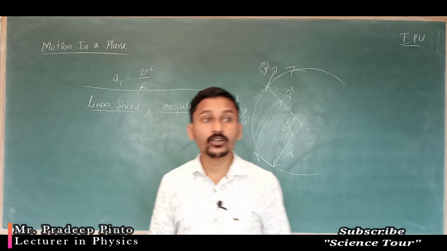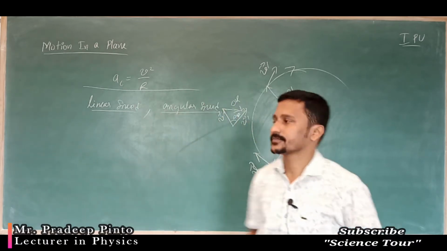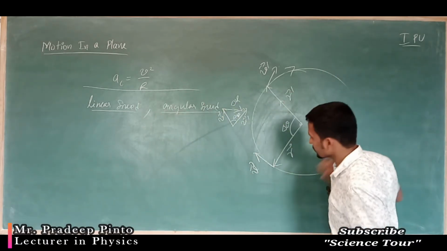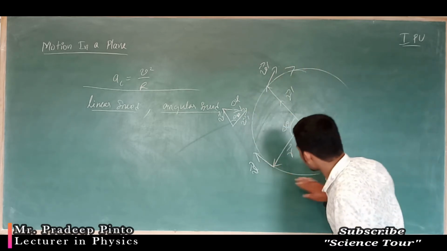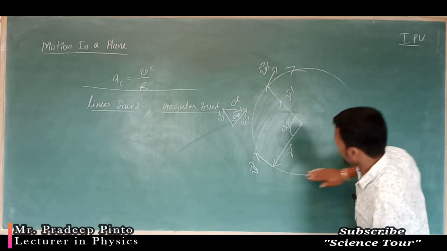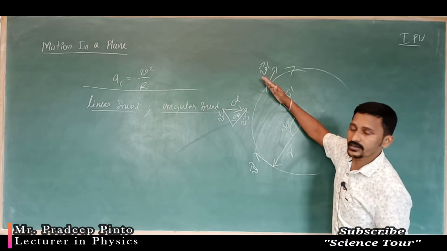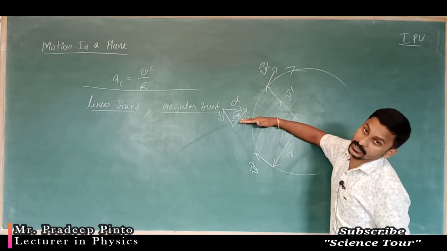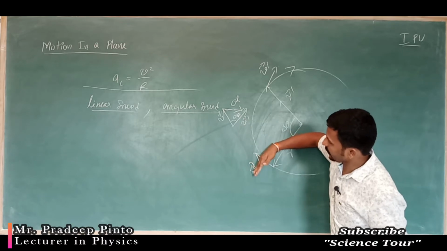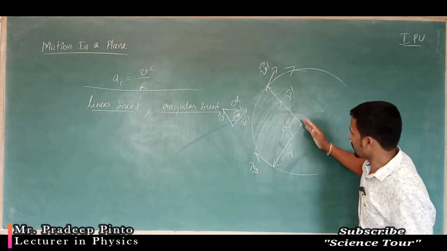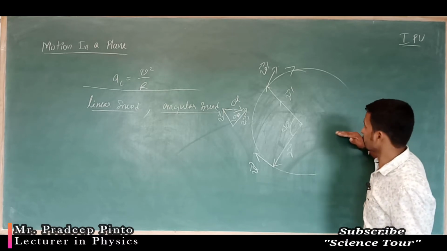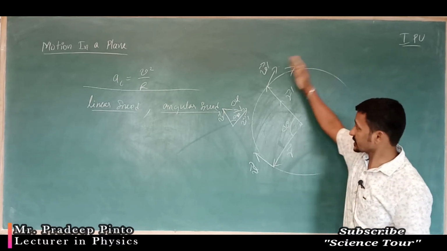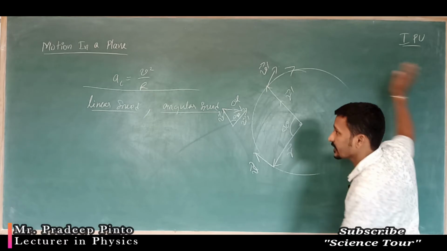What do you mean by angular speed? The name itself indicates it. Angular speed means the change in angle with respect to time. It was here, and it came here, say for example 20 degrees, 30, 40, 50, 60, 70 degrees. Exactly here means 90 degrees, then 180 degrees, then 270 degrees, and exactly here means 360 degrees.